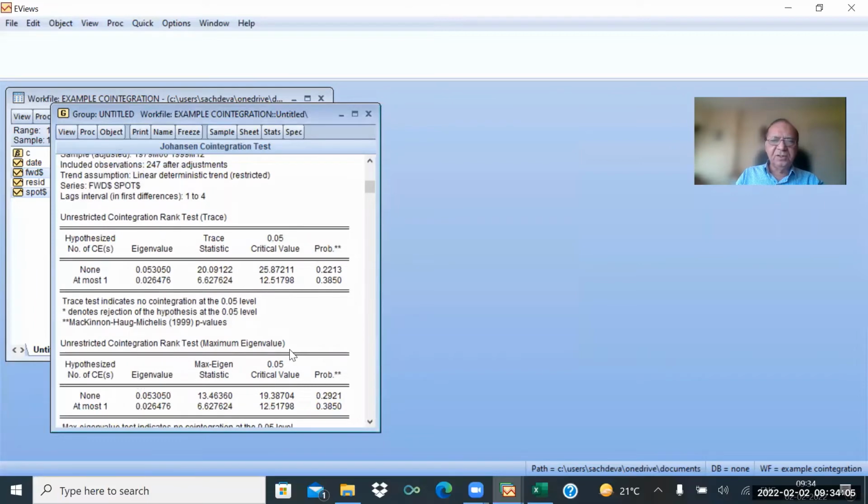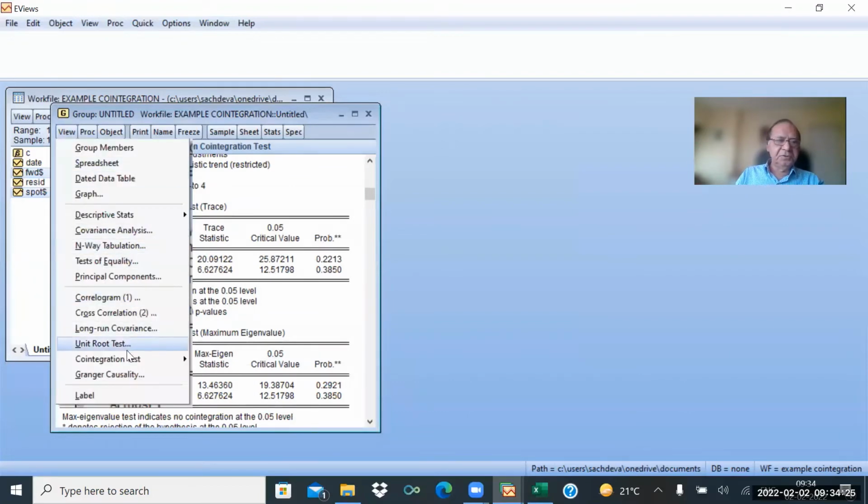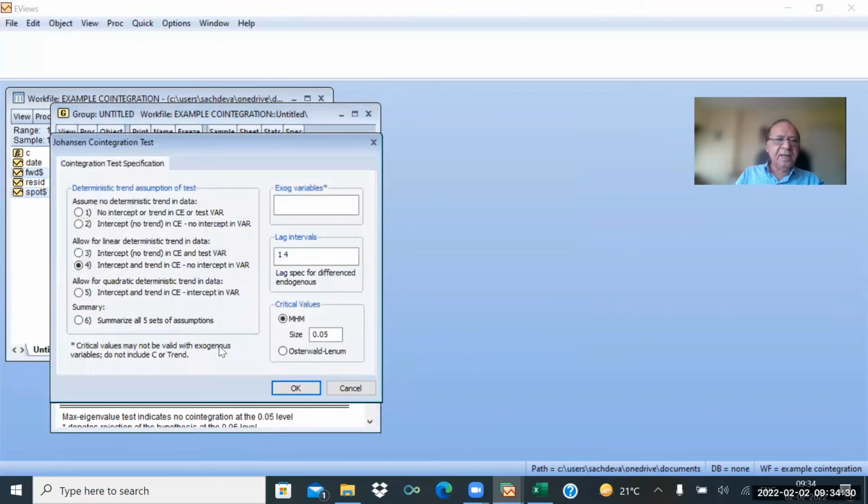Now in that case, trace also says there is no cointegration. Similarly, eigenvalue also says there is no cointegration if we use this. Now let us view again. So you have to see Johansen's cointegration. Instead of this, we will use intercept and trend, number 5. Let us see number 5.